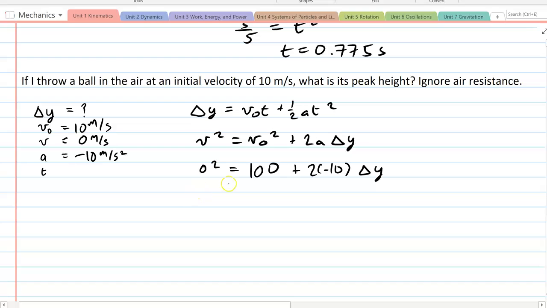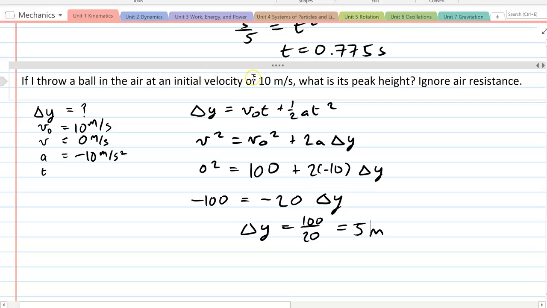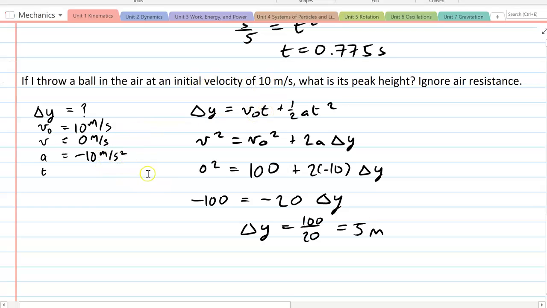So I'm going to bring the 100 over here. -100 is equal to -20 delta y. So that means delta y is equal to 100 divided by 20, or it's 5 meters. So we found what the peak height was, just given one piece of information, and then the other two were kind of implied. So that's kind of the idea of free fall.